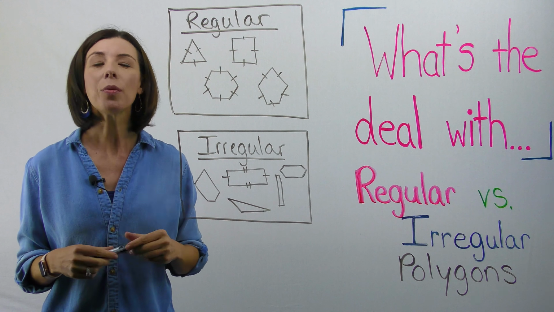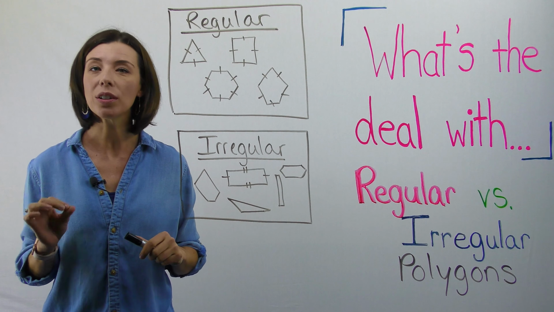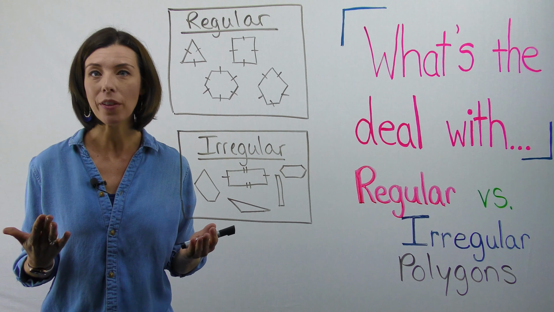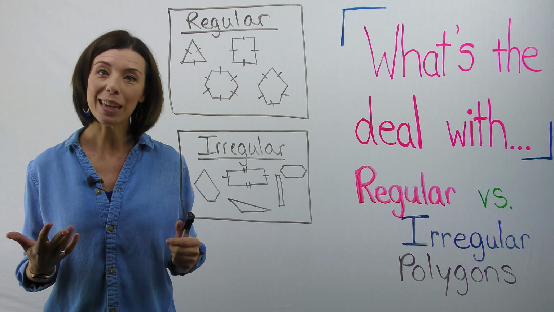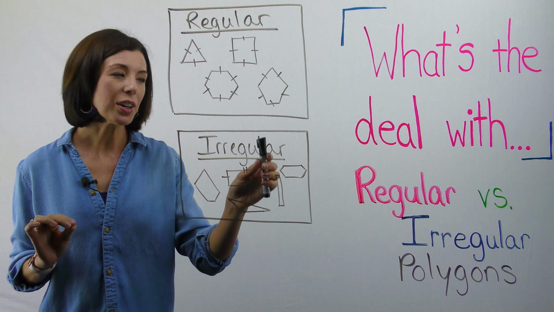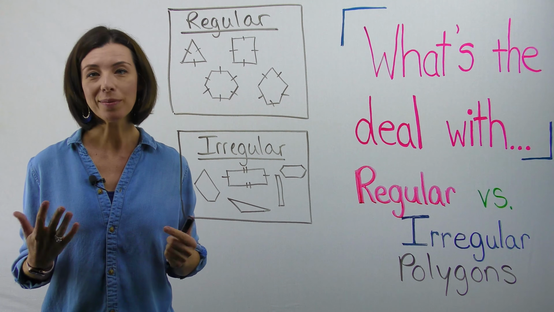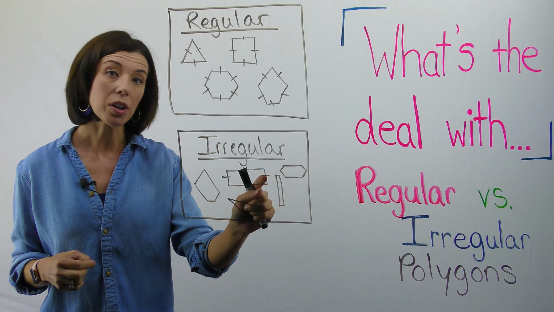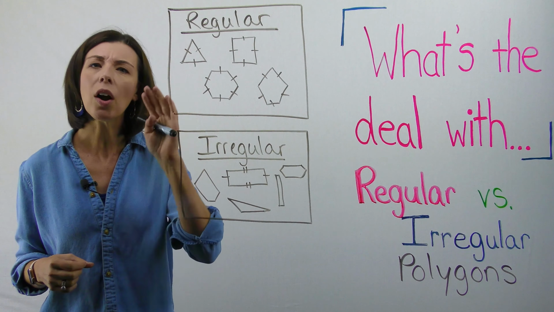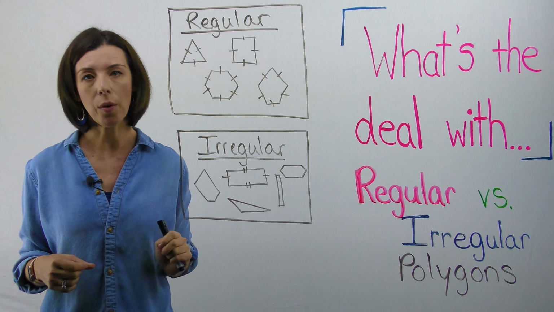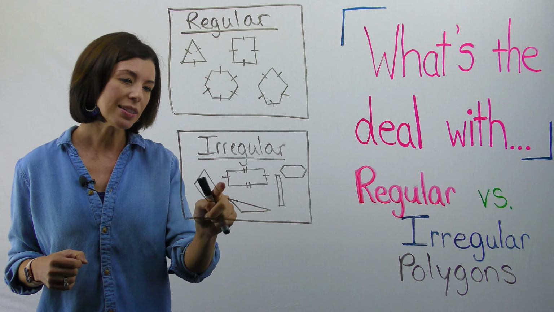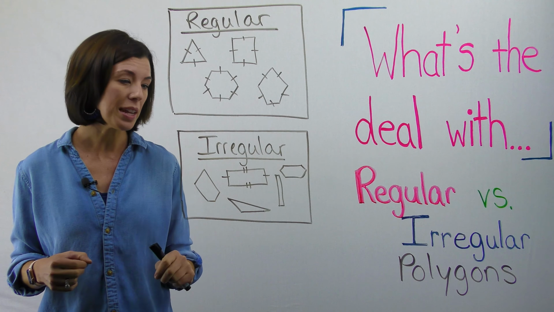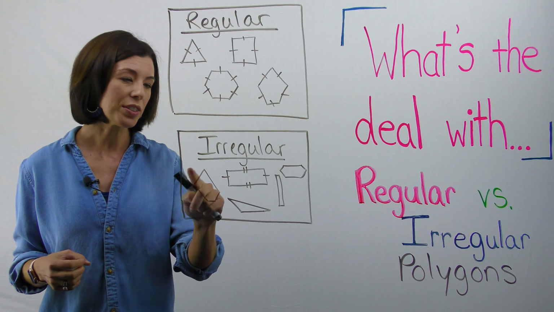It turns out that regular shapes have to have all of their side lengths be equal to each other. We call this equilateral. Irregular polygons don't have to have equal sides. So you can see that in this case, these two sides are equal and these two sides are equal, but are they all equal to each other? No, they are not. Likewise, this shape, you can see they are not all the same side length.